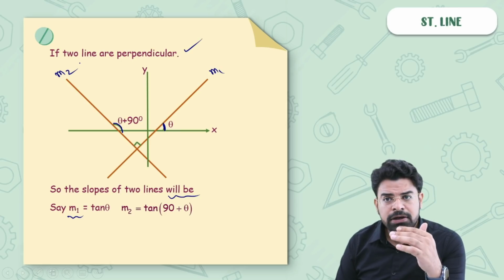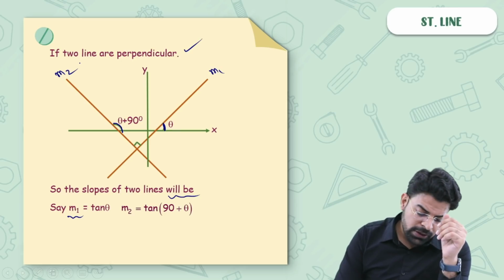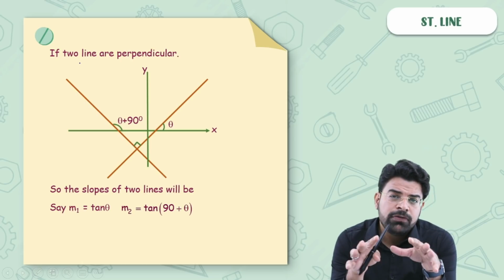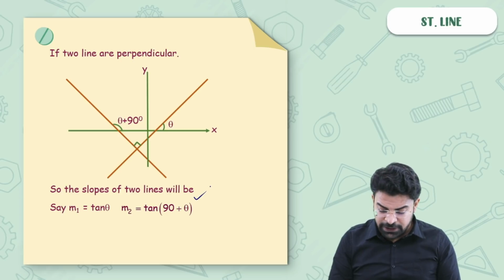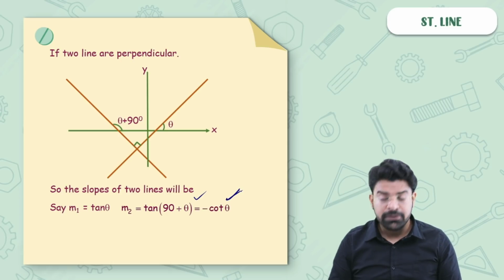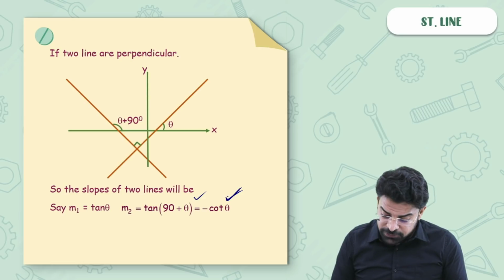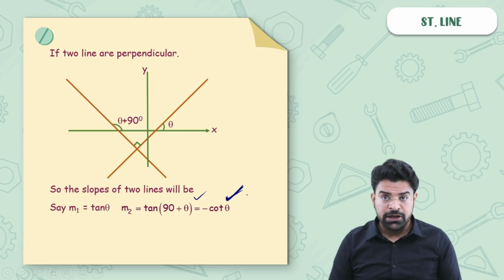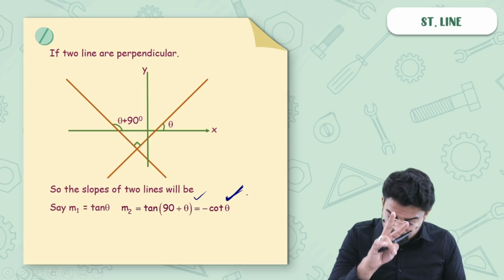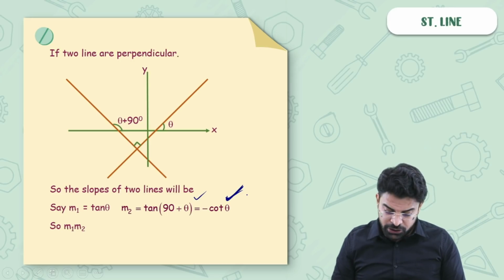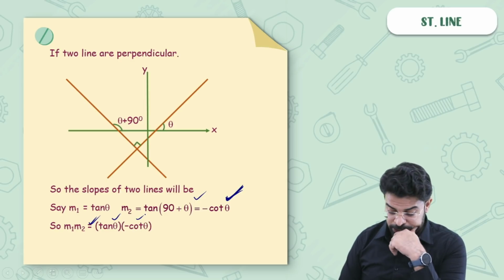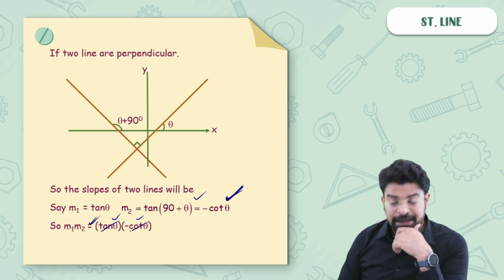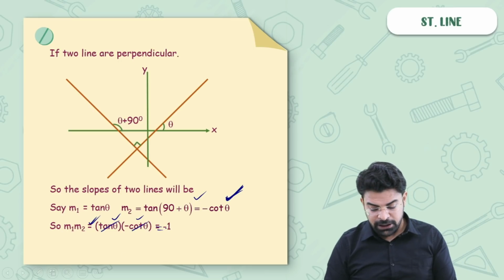So what are we trying to establish here? If two lines are perpendicular, then their slopes will be tan theta and tan of 90 plus theta. You can write tan of 90 plus theta as minus cot theta. When you multiply the slopes of these two lines, the product will be tan theta into minus cot theta. We know that cot and tan are reciprocals. So tan and cot get cancelled. What you're left with is nothing but minus 1.